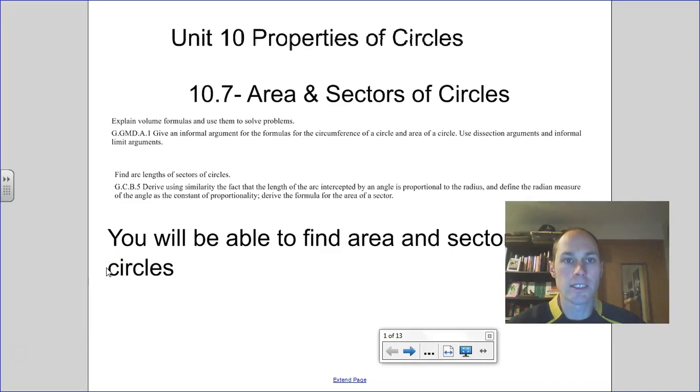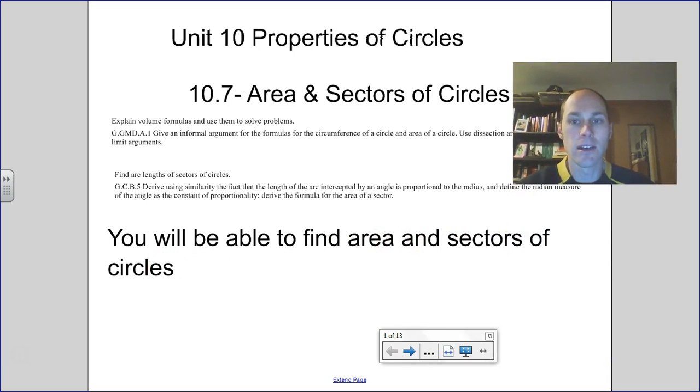We'll continue our unit on circles as we talk about how to find the area of a circle and how to find the area of a sector of a circle. A sector of a circle would be, as we could think of it, like a pie piece of the pie in regards to the circle.